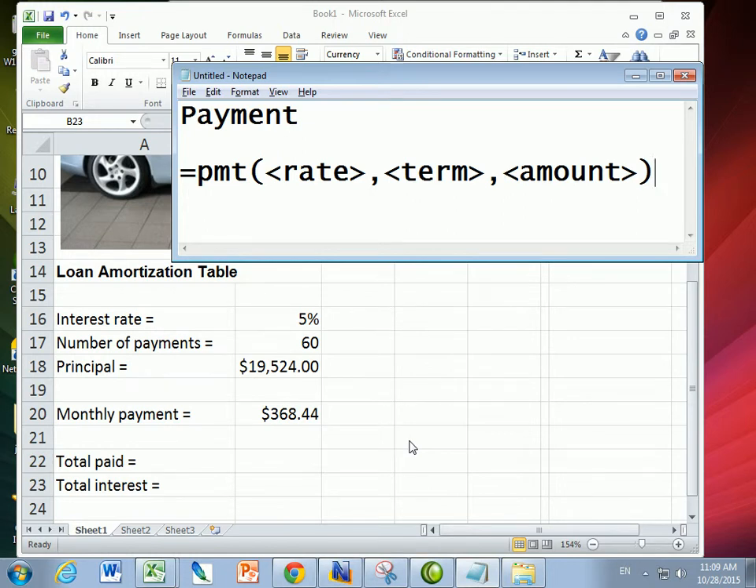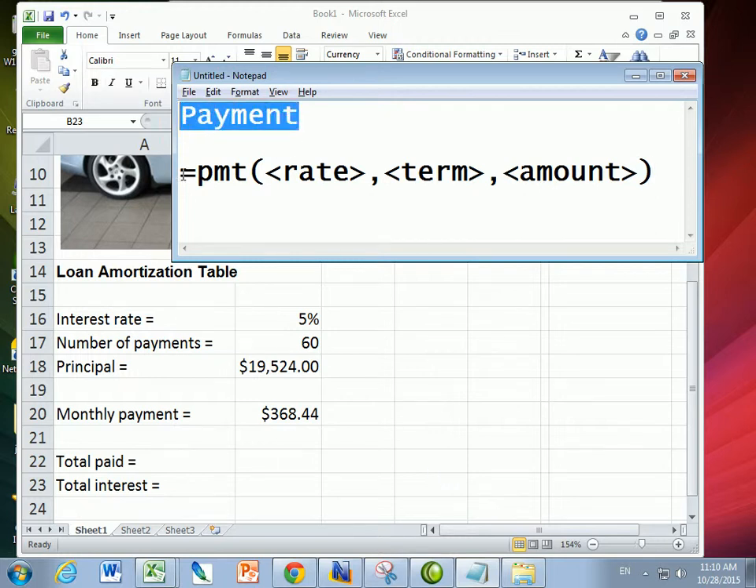Okay, in this lesson, what I would like to do is calculate how much you paid in total and how much you paid in interest. So just to recap, if you haven't watched the other lesson, watch the other lesson. We use the payment function.